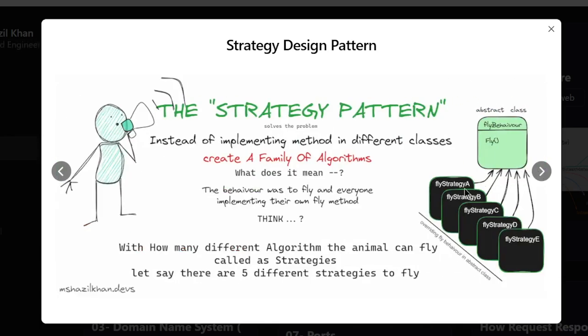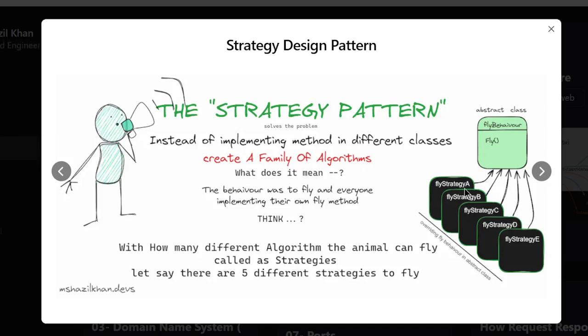So now comes the strategy pattern, what this video is about and what the title of the video is about. This person is saying that now comes the strategy pattern and how the strategy pattern solves the problem. Instead of implementing the method in the different classes like we were doing in the previous slide, inheriting the interface, providing the implementation, and so on, we are not going to do that right now. What we have to do now is create a family of algorithms. But what does it mean?